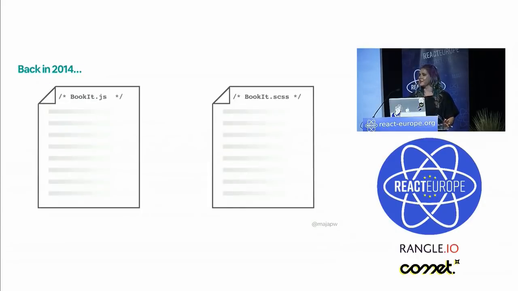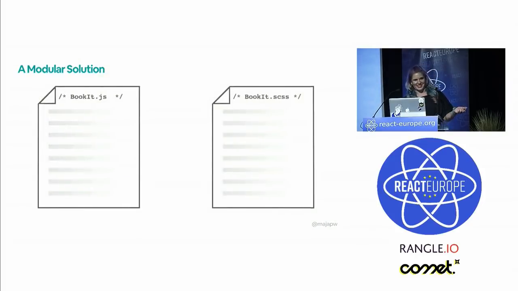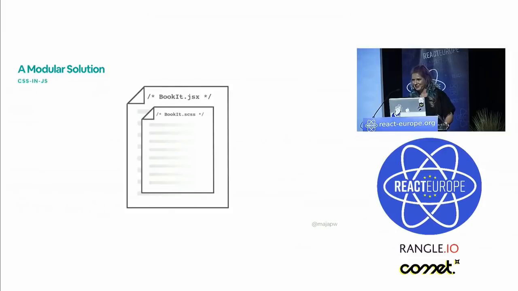This may have been good for us in 2014 when we were kind of a Backbone, Ruby on Rails, Sass workshop. But when we had been moving to React at that time and kind of rewriting a lot of our pages, we had asked ourselves, how do we style modular React components while minimizing side effects between them? And the answer for us, you can fight me about this later, was put our CSS in our JavaScript. So we're going to assume right now that everyone in the room agrees with me and thinks this is the right path forward and just move on. We can talk later.